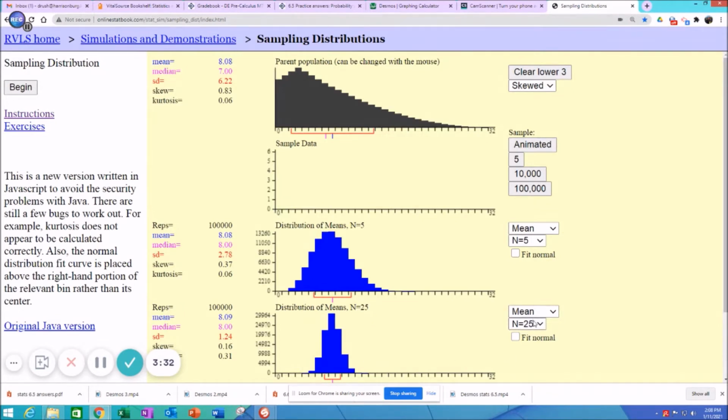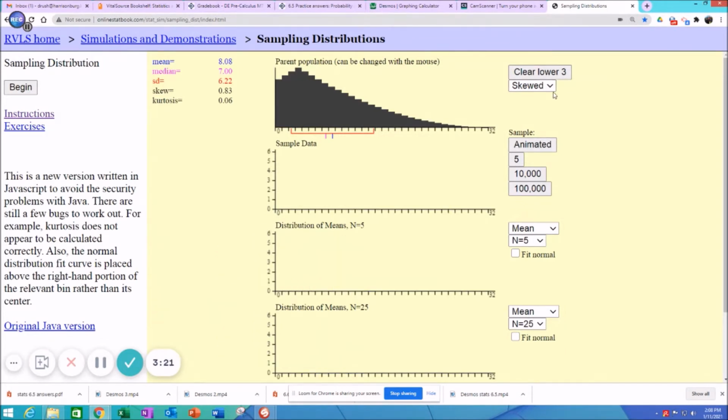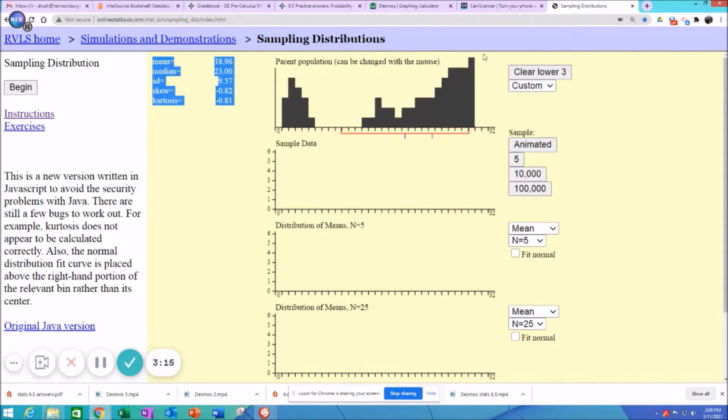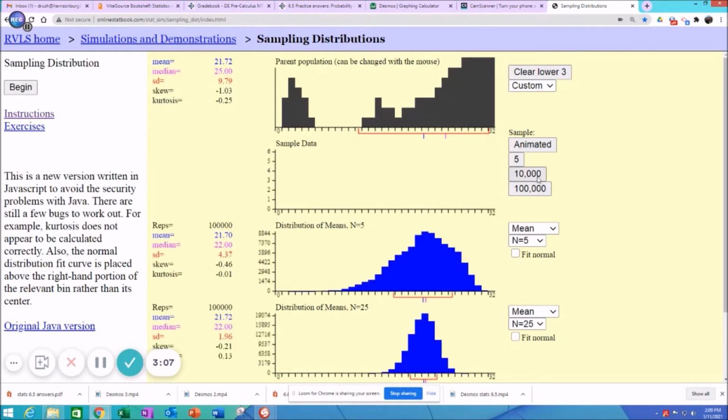Let me create my own custom one. So here's my graph that I made. There's our population. If I take 5 versus 25, notice if I take 5, it's still pretty skewed, right? Still pretty messy looking. But as I get bigger, it's not as skewed. You can see the skew here is just a little bit to the negative. The skew is a lot more to the negative here. So once again, to repeat the central limit theorem, as I get more in my sample, the shape becomes more approximately normal.